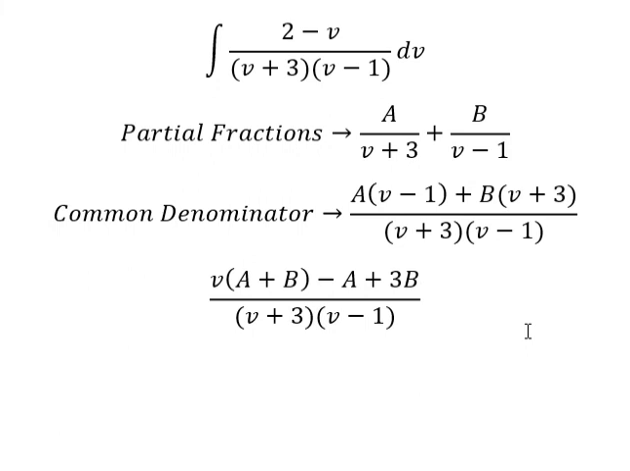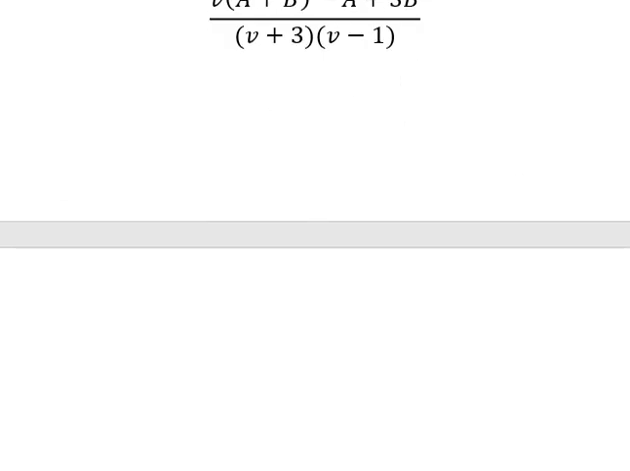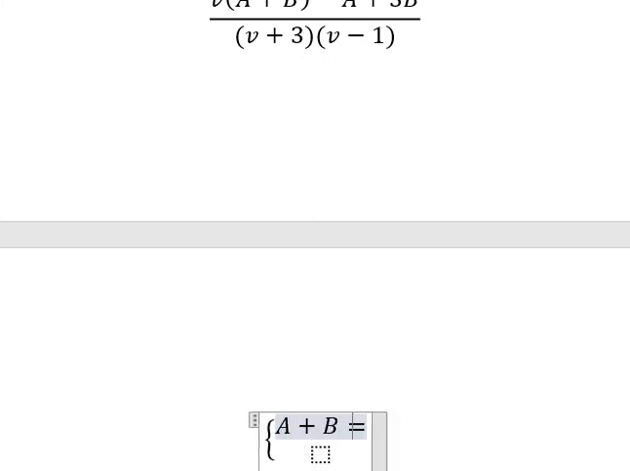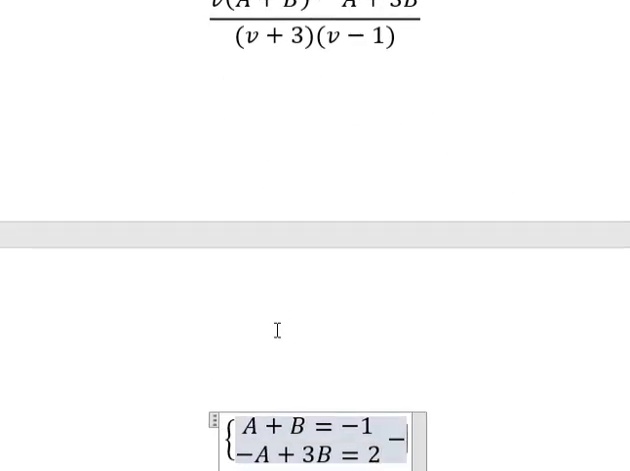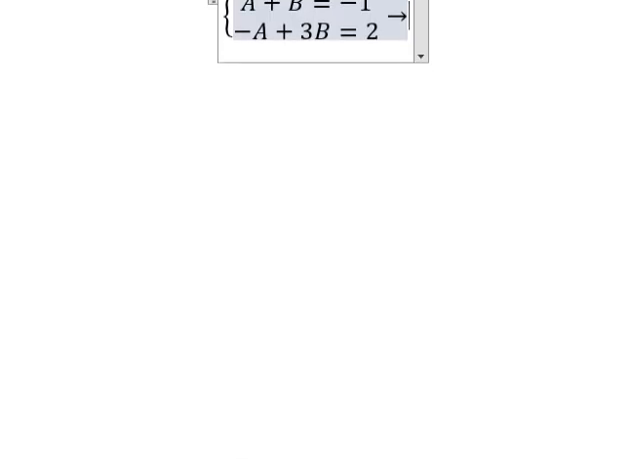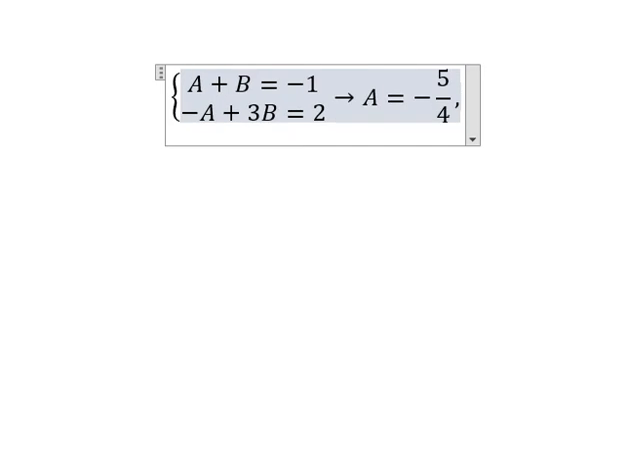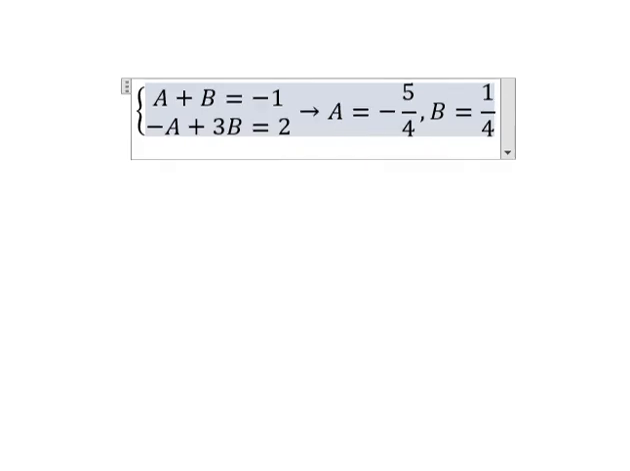Now, we need to compare coefficients. This one, that is about negative number 1. So a plus b equals to negative number 1. This one equals to number 2. And now we create the system of equations. And now we need to find the solutions of A and B. So A equals to negative 5 over 4, B equals to 1 over 4. And now we put A and B in here.